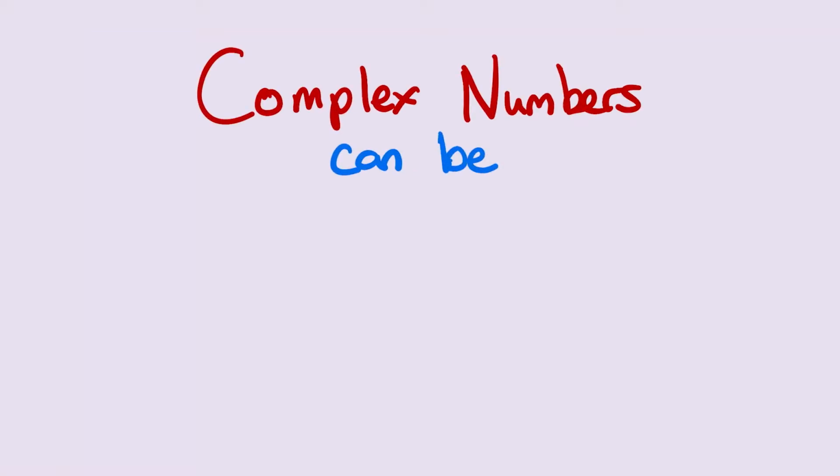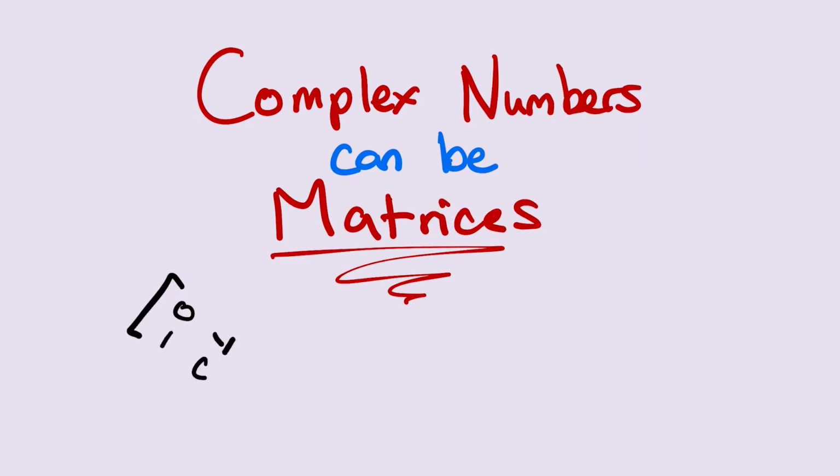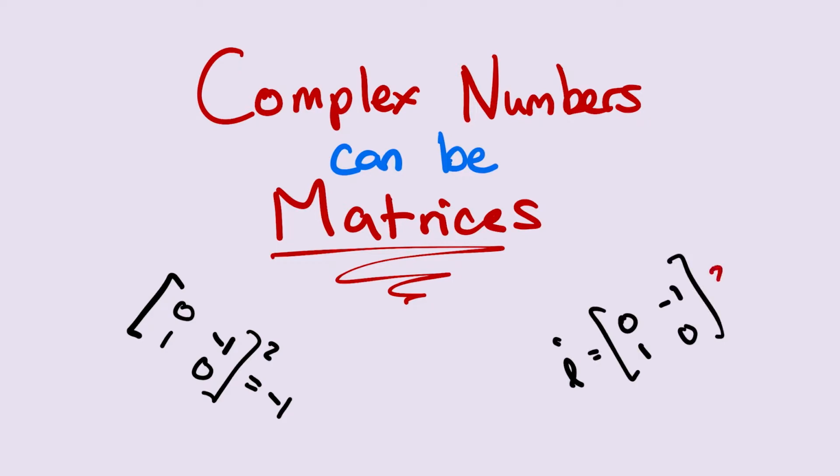Oh gosh, what? Complex numbers can be matrices? But aren't complex numbers just like normal numbers, but there are two of them? And can matrices be complex, like having complex numbers inside of them? Well, hear me out. Hopefully I can give an argument that makes sense.